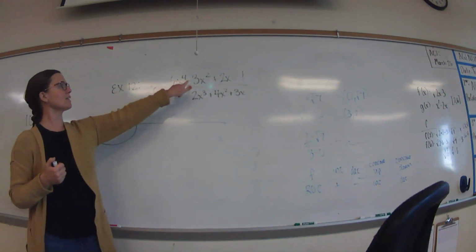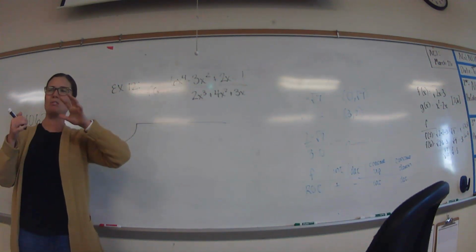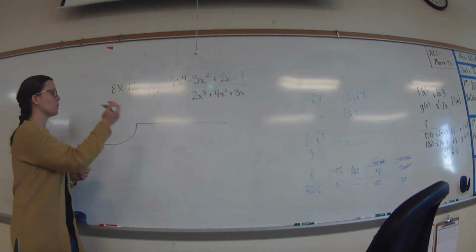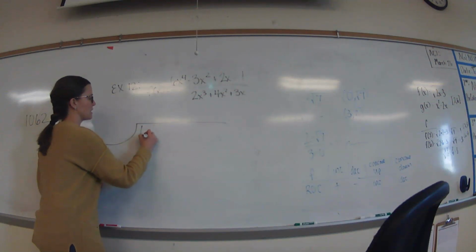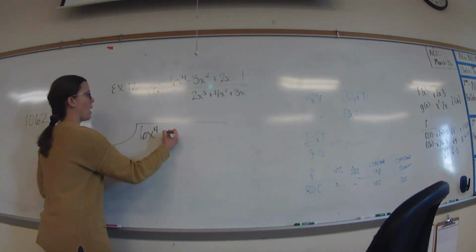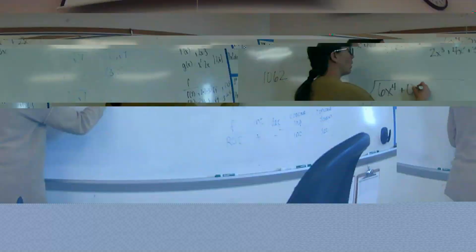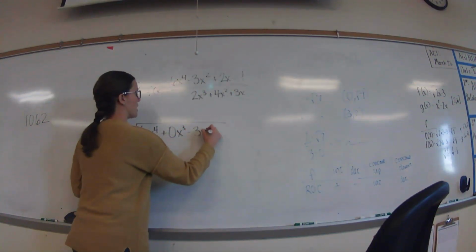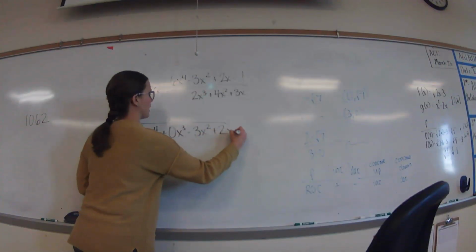So whenever that x cubed is missing, it's sort of like you just left the 0 out. You need it for long division. So we're going to do this. We're going to call this 6x to the 4th plus 0x cubed minus 3x squared plus 2x minus 1.